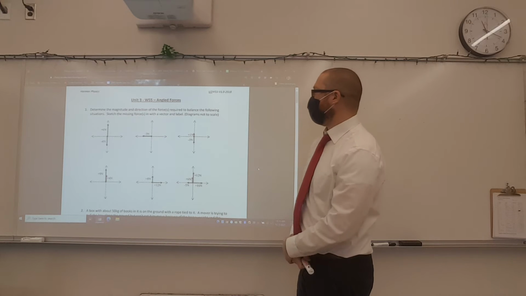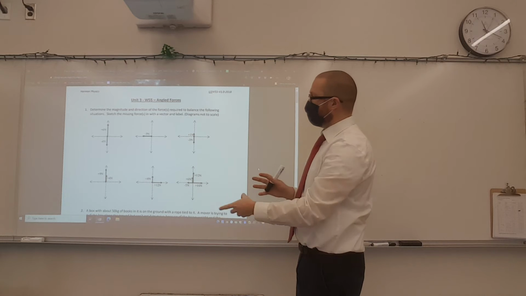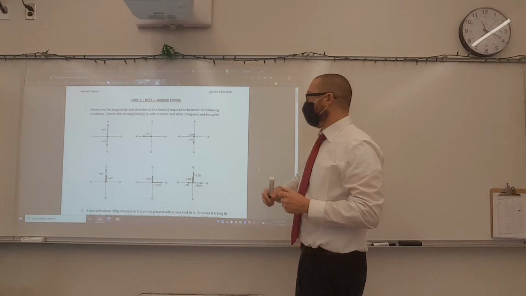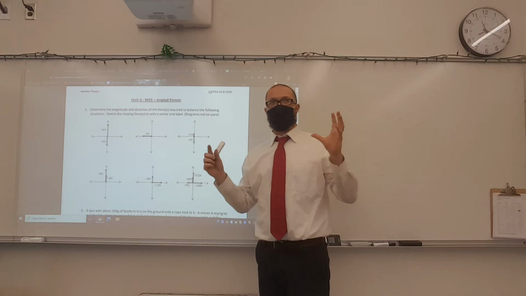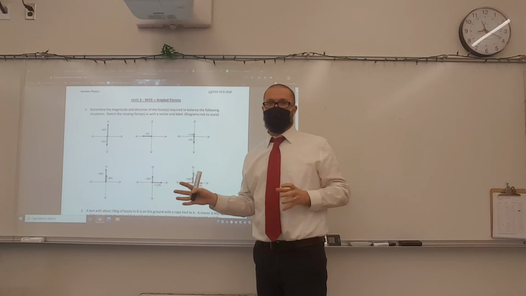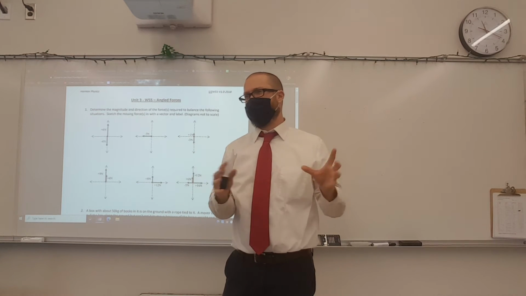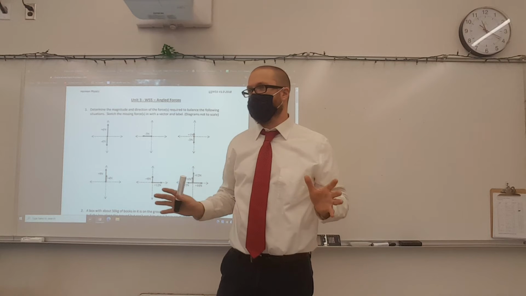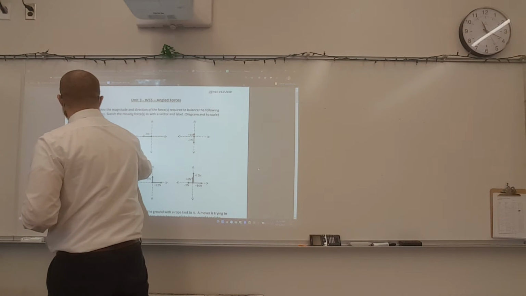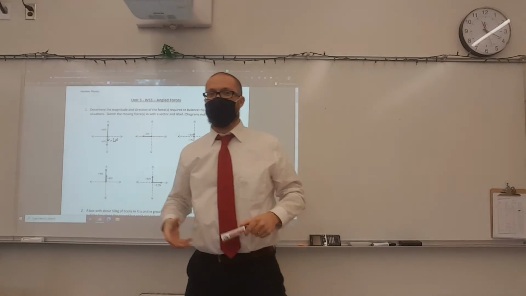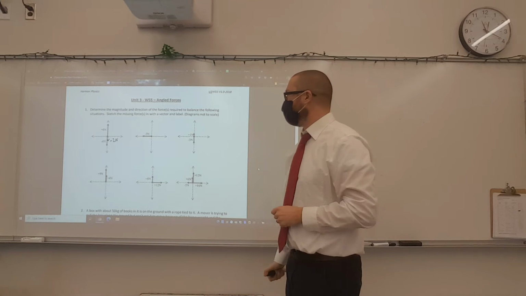It says, determine the magnitude and direction of the forces required to balance the following situations. Sketch the missing forces in with a vector and a label. The whole point here is just to get you thinking about how forces have to balance. If 6 newtons is pulling up and 4 newtons is pulling down, but somehow this is balanced, there must be a force we don't see here. There's got to be another negative 2 newton force going down there. In the video it's nearly impossible to see, but follow along with the solution.